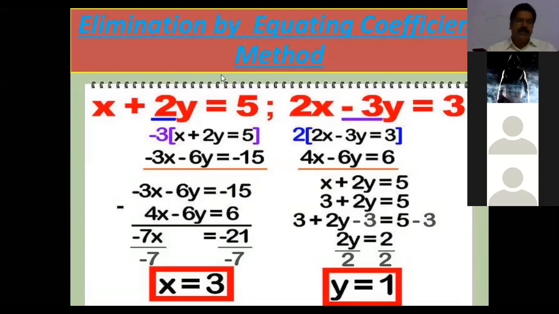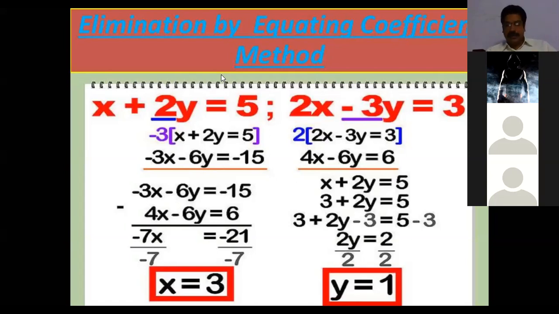Here he did the first equation by 3: 3 of x plus 2y equal to 5, and the second equation by 2: 2 of 2x minus 3y equal to 3. So 3x plus 6y equal to 15, and 4x minus 6y equal to 6. Now the y coefficients are equal, with the same sign, so we have to subtract the two equations. Then 6y gets cancelled, change the signs, minus 7x equal to minus 21, hence x equal to 3.